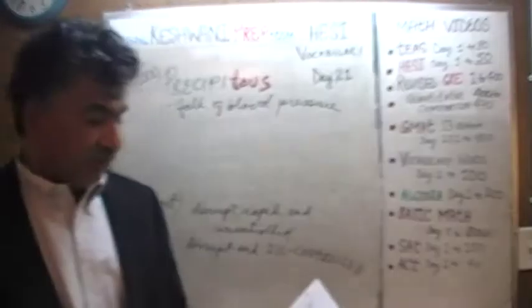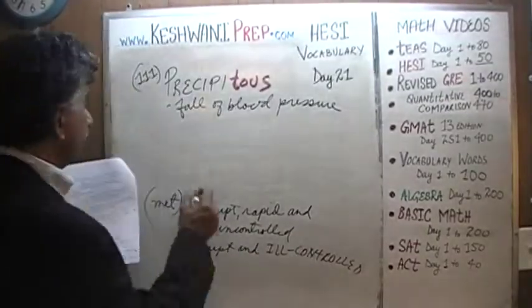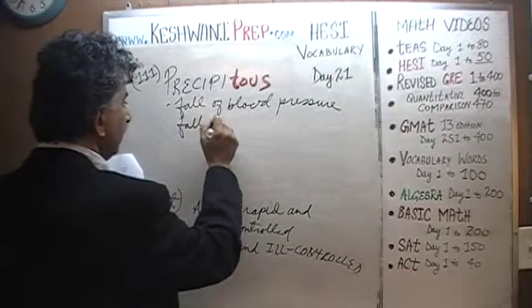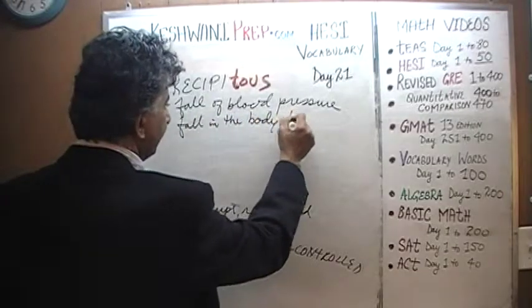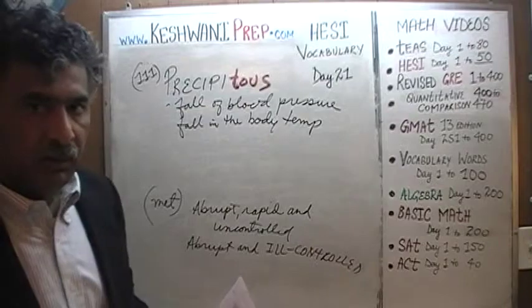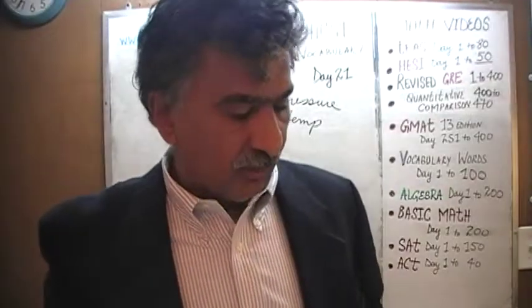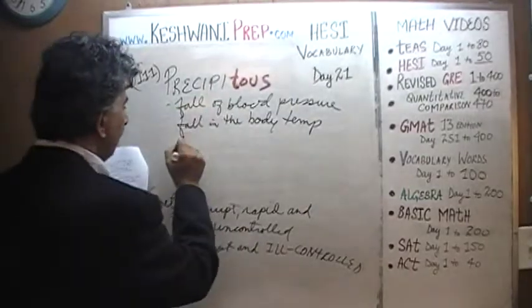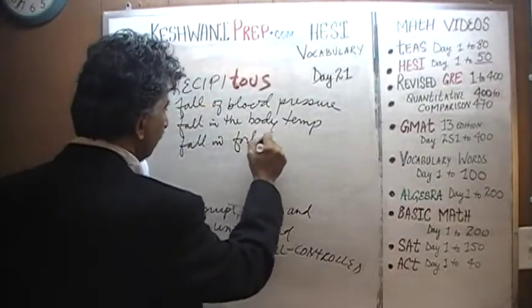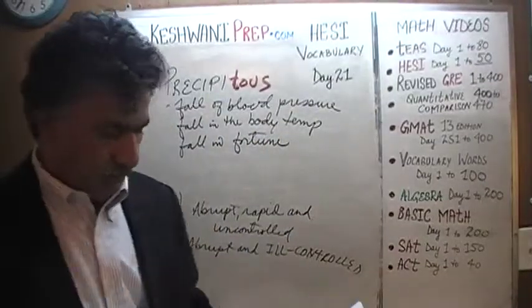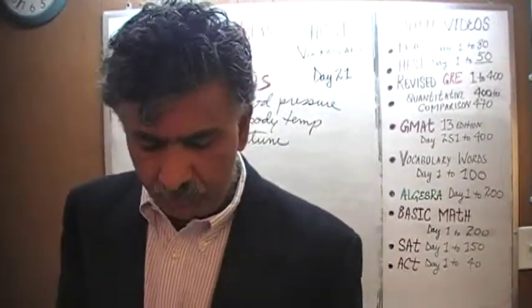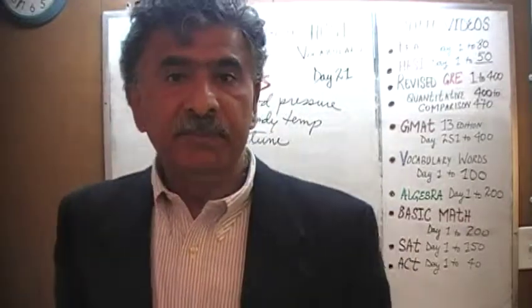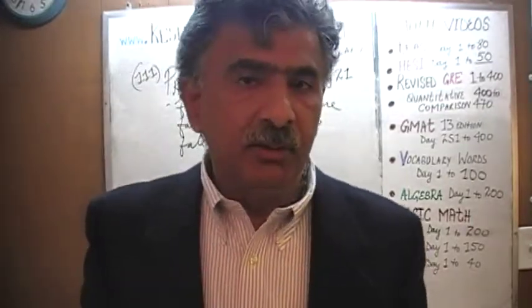Or we can talk about a precipitous fall in body temperature. Again, the same thing. The drop in the temperature was abrupt, it was very rapid, it was uncontrolled. Or we can talk about precipitous decline, or you can talk about precipitous fall in somebody's fortune. Yes, he was quite well-to-do. It was a well-to-do family, but then something happened, they made a poor judgment, they made a poor investment, and that caused a precipitous fall in their family fortune.